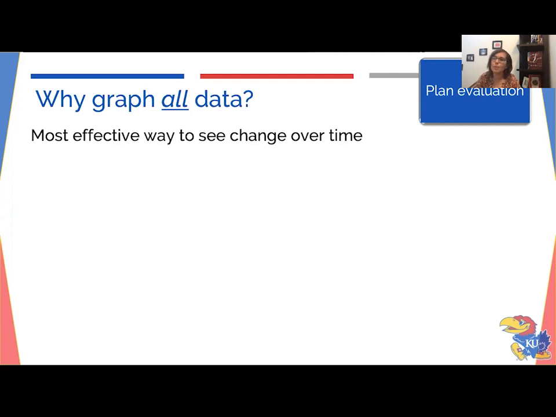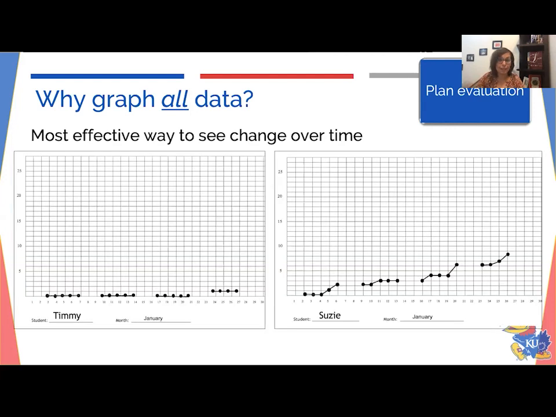So why is it important to graph all data? Well, graphs are the best and most effective way to see change over time. And that's the goal of teaching. That's the purpose of an IEP. So if we take a look at these two graphs, for example, we can very quickly and easily see which student here is progressing and which student is not. And this is just 1 month's worth of data. Think of the difference we could make for Timmy with this information.